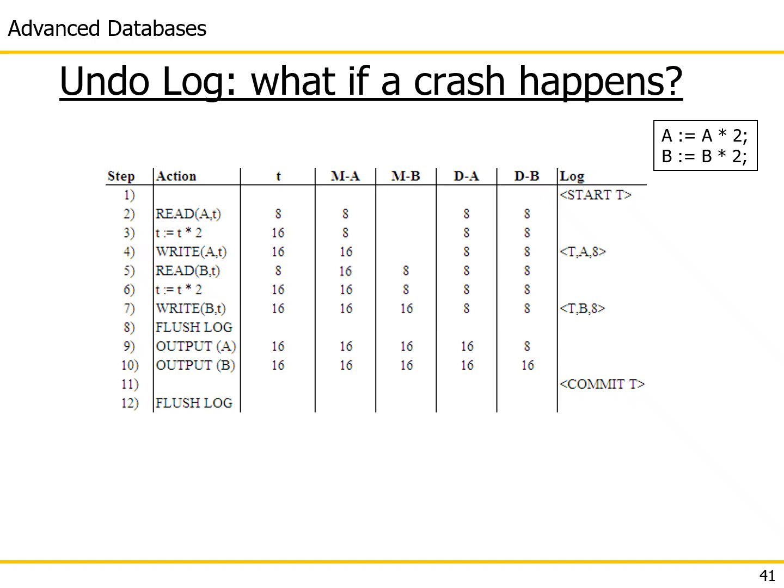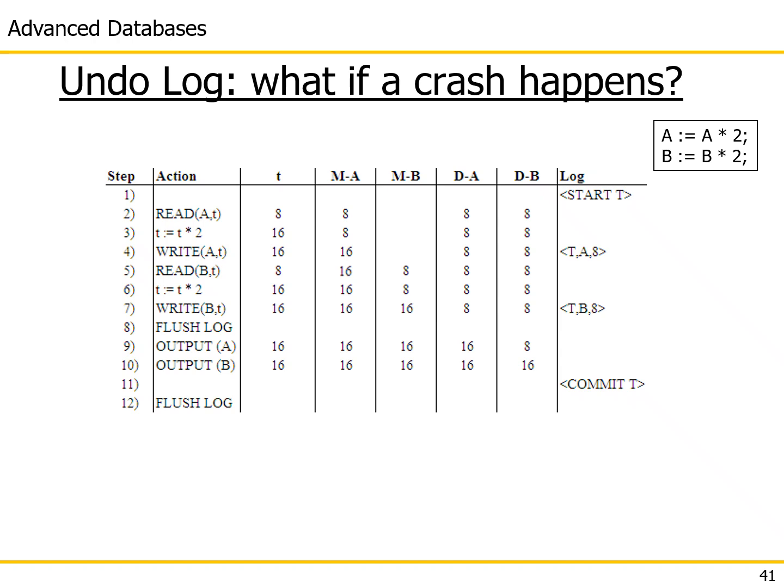Now, let's assume the current goes off after line number 8. After line number 8, we've just executed a flush log, which means our log now will have start T, TA8, TB8. Now, the content of the disk A and B are still 8 and 8, but we are going to be blind about the content of the disk. If we see a log, we have to process the log. Now, the log entries are like this. It says T was running, T was modifying A and the old value is 8, T was modifying B and the old value is 8, T didn't finish.